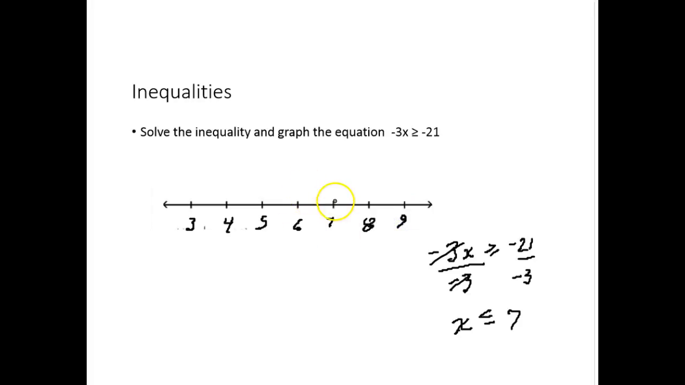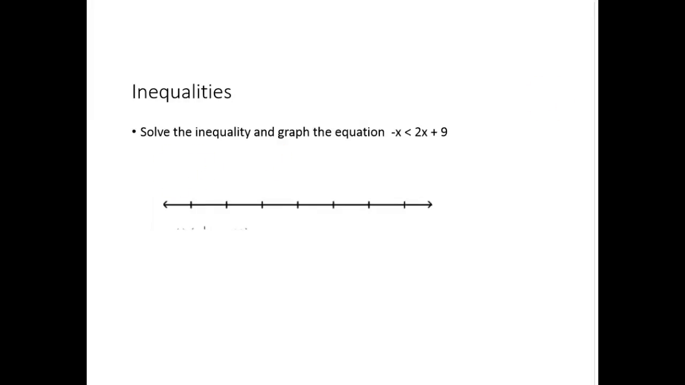But x is less than or equal to 7, so I'm going to make that a solid dot because it's a less than or equal to, and of course it's going to be going to the left. You got to understand I'm using my magic pen here, so my writing on the board may be a little bit better than that. But x is less than or equal to 7, so it includes the 7. I color in that dot, and then everything to the left of that. Let's look at another one.